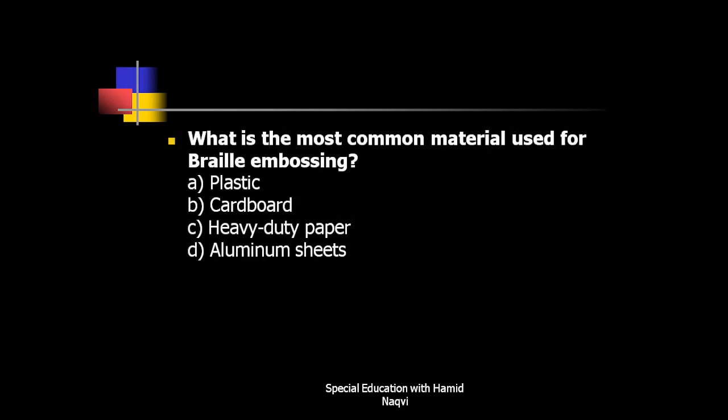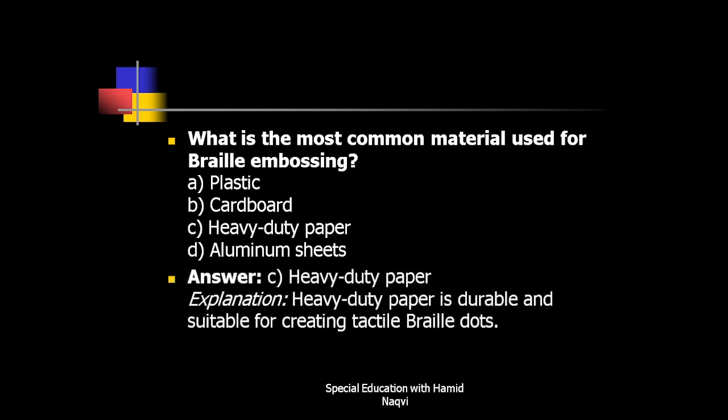What is the most common material used for braille embossing? Plastic, cardboard, heavy-duty paper, or aluminum sheets? Answer is heavy-duty paper. Heavy-duty paper is durable and suitable for creating tactile braille dots.